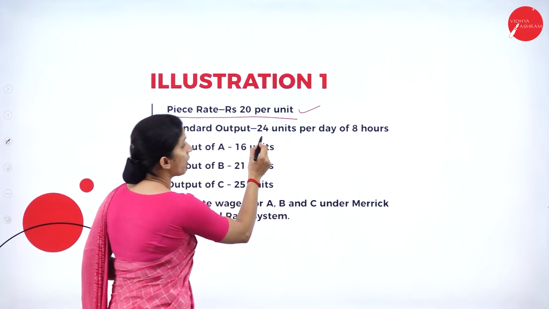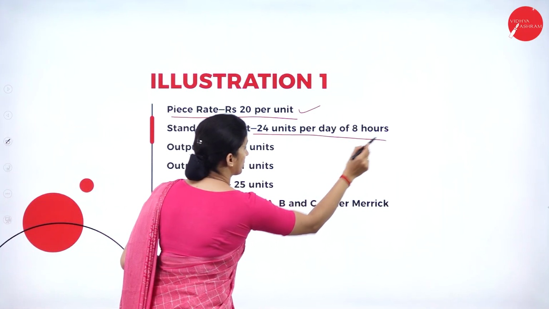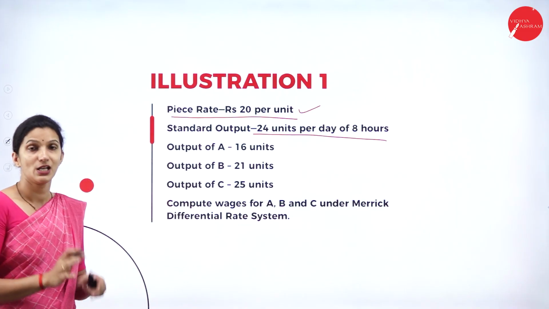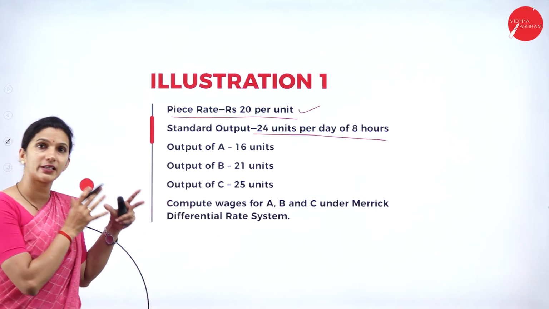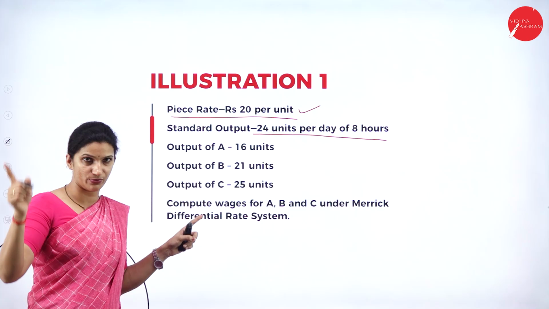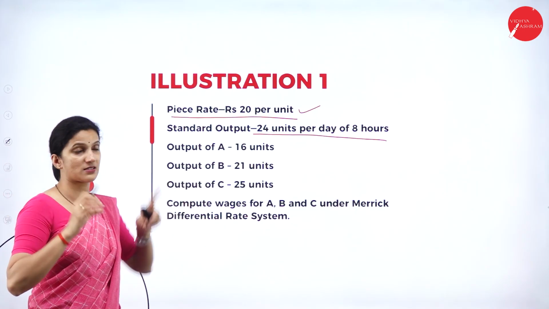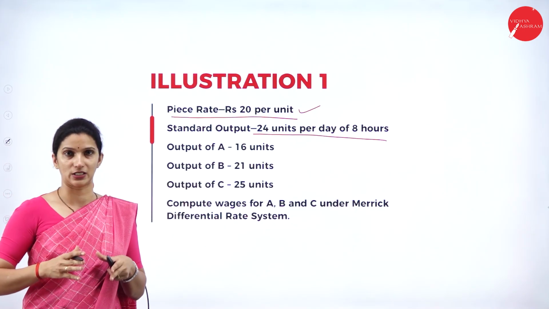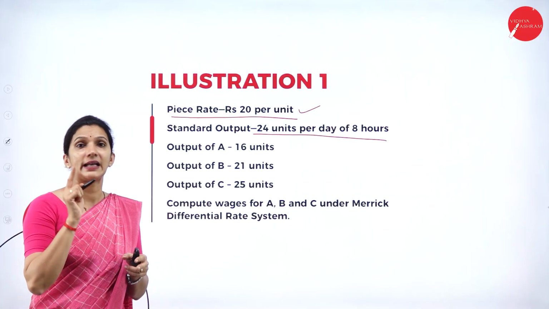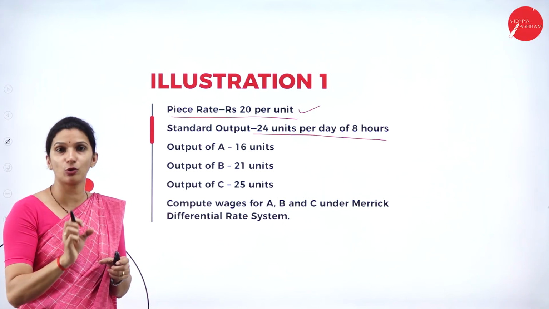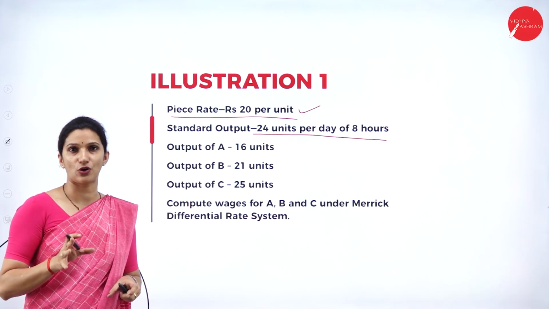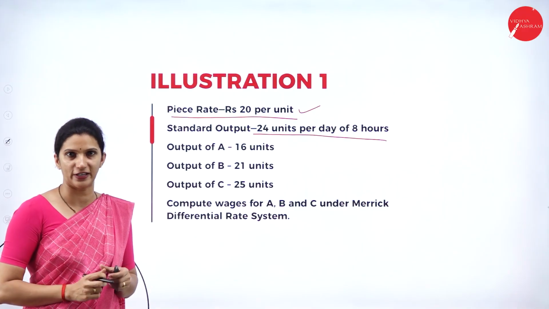Then standard output, it is 24 units per day of 8 hours. So standard output is clearly given. It is for 8 hours work. The standard output fixed is 24 units. So that means each worker in 8 hours work has to produce 24 units of product. So that is the standard fixed.